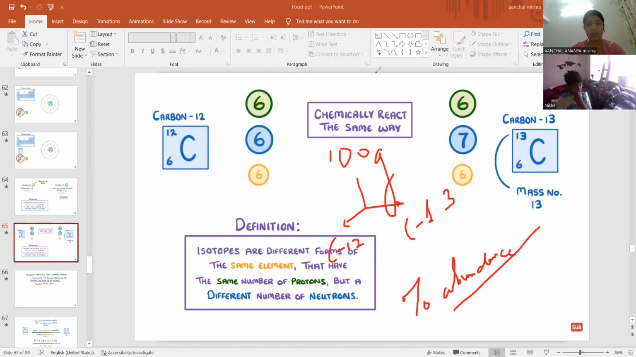Okay, so this 100 gram that we have here is the sample. We are giving you a sample of carbon. So in that 100 gram, how much availability of carbon 12 is there and how much availability of carbon 13 is there, that is determined by this percentage abundance. So maybe in this 100 gram, maybe 60 gram is carbon 12 and maybe 40 gram is carbon 13.